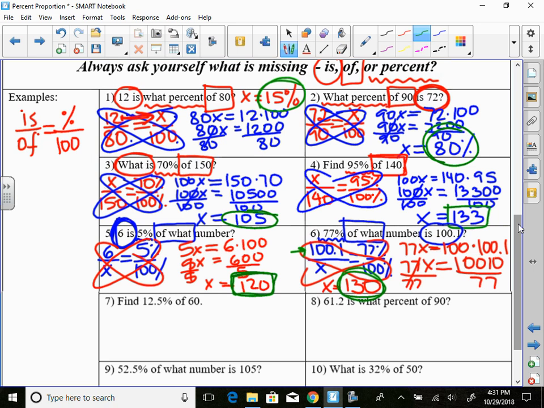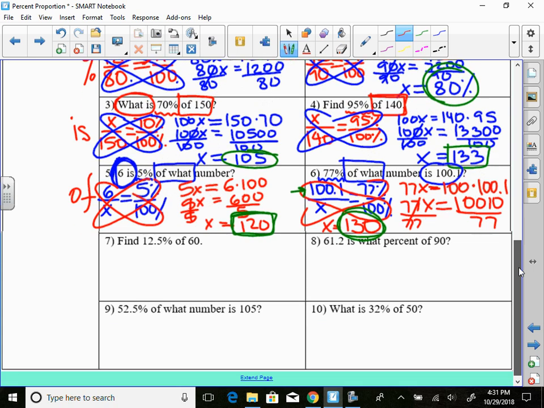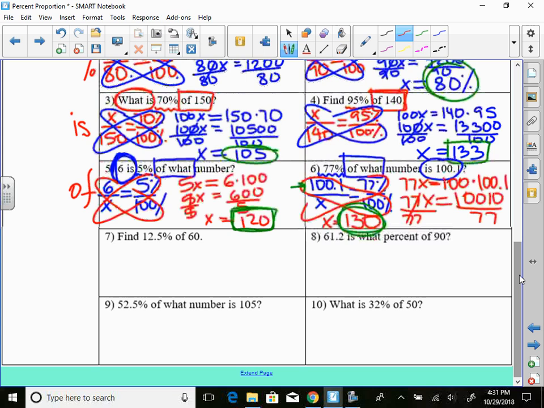So I showed you two examples of each type. When the percent was missing, we were looking for the percent in this one. Let me erase so it's clearer and easier to see. So percent was missing here, is was missing, and in the last set of examples, of was missing. Okay, go ahead and work out problems number 7, 8, 9, and 10 by yourself. Raise your hand when you're done so your teacher can check your work.